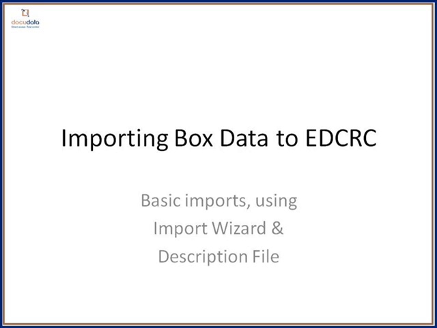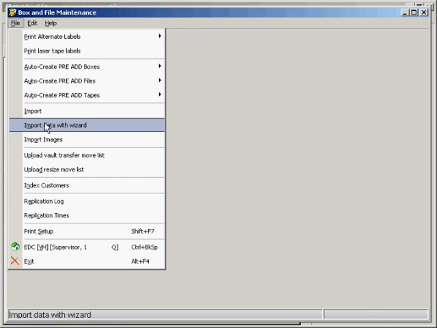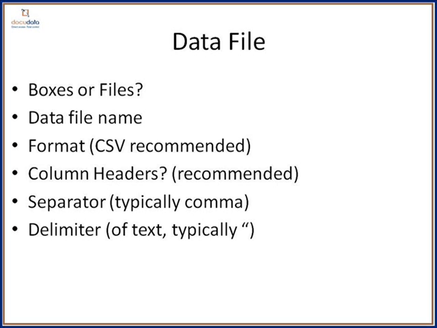To start the import, we will click on the Maintenance tab and then open the Box and File Maintenance module, and from the File menu select Import Data with Wizard. The first screen of the import wizard prompts for information about the data file. What table are we importing to? The box or file table.